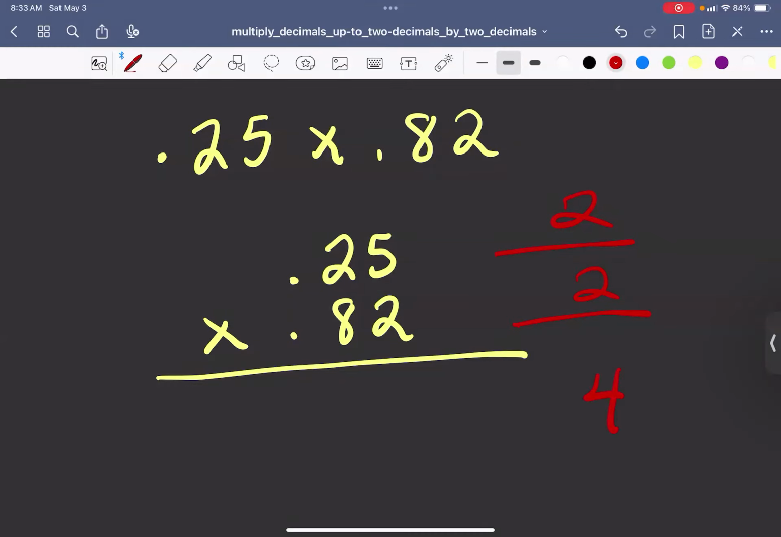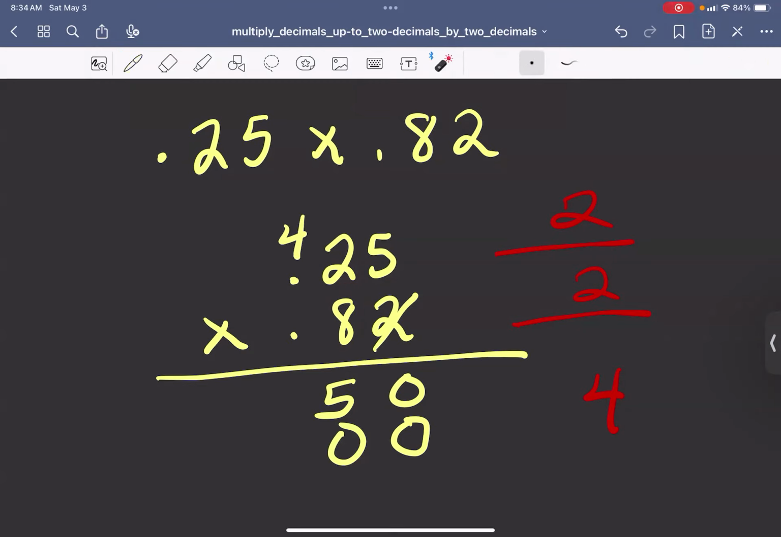So now I'm going to multiply, starting with the 2. 2 times 5 is 10. 0, carry the 1. 2 times 2 is 4. 4 plus 1 is 5. I'm just going to erase that so I don't use it again. Then I'm just going to cross that out so I know I used it. So now I am at this place value, so I'm going to put a 0. 8 times 5 is 40. Carry the 4. 8 times 2 is 16. 16 plus 4 is 20.